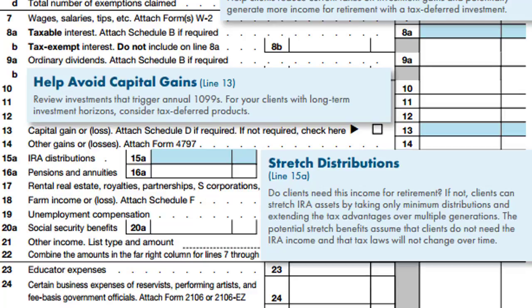Next line down we're going to look at is the line 15A for IRA distributions. A couple of different thoughts that we could have here as far as distribution planning. If your clients are taking those distributions out of their IRA simply because they have RMDs, but they don't want to take those distributions out, then the question is, well, what do they want to use those funds for? Is the intent to leave it behind to the next generation and they want to maximize the amount that's left behind the next generation? Well, this is where some IRA distribution planning can come into play.